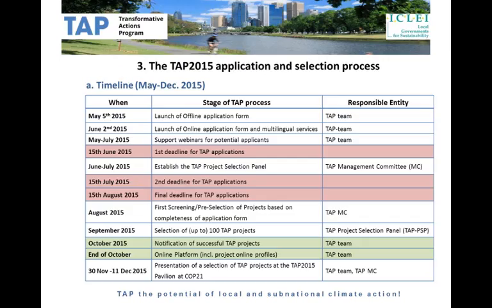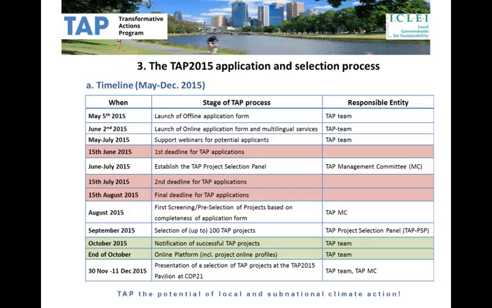And you can see also from the table that there are three deadlines for the TAP. That is 15th of June, 15th of July, and 15th of August. So in June, July, the project selection panel will start to be established, and there again, regional offices will be invited to appoint an internal or external regional expert to be part of the selection panel.